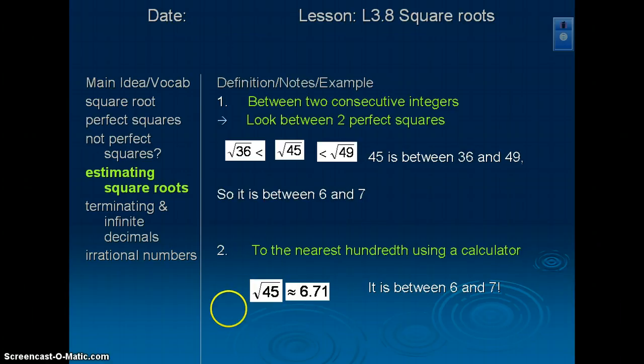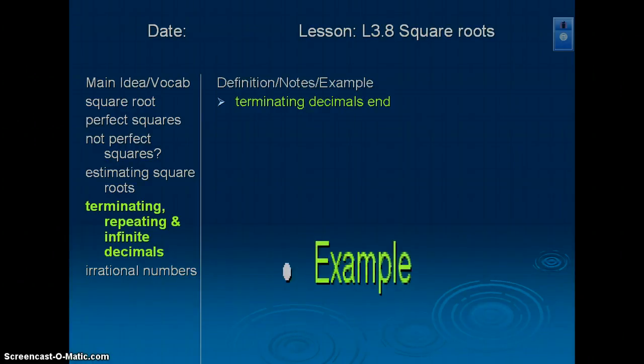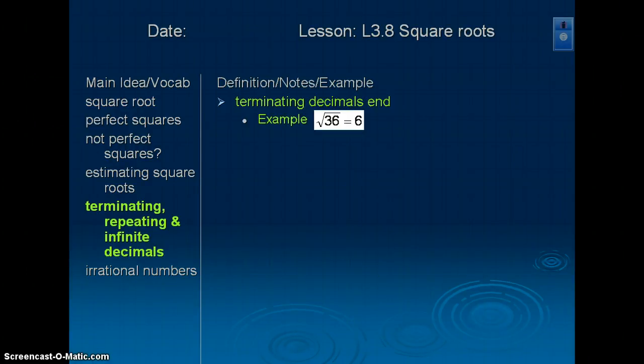Sometimes our estimated decimals are nice and neat, other times they are not so neat. So here we take a moment to review terminating, repeating, and infinite decimals. Terminating decimals end. We can see a clear end to their decimal place value. They do not continue, they end at a certain point. They might end in the ones place, the tenths place, the hundredths place, etc. An example of a terminating decimal would be something like the square root of 36, which is 6.